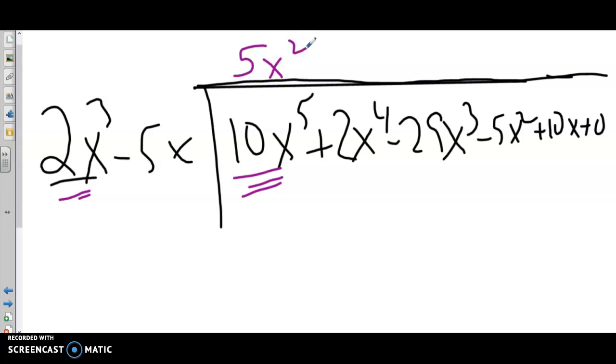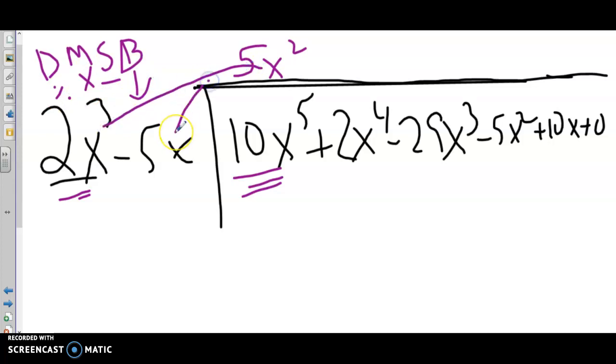And so I'm going to give you an acronym to help you do this. It's going to be DMSB, and that stands for divide, multiply, subtract, bring down. Okay, that's an acronym to help you with that. So after we divide, we multiply. So we're going to multiply out here and out here using the distributive property. So that's going to be 10x to the fifth minus 25x to the third. And we stop, we see we have a problem here. We don't have an x to the third, so that's going to be a problem.